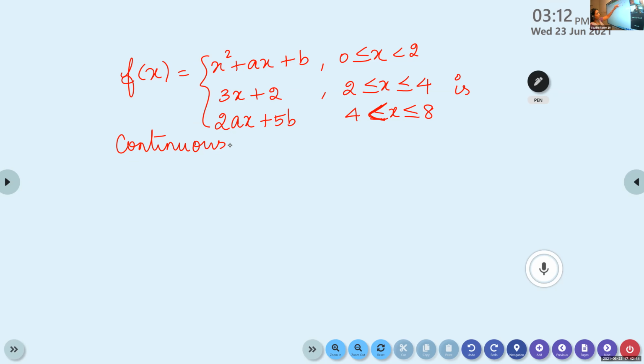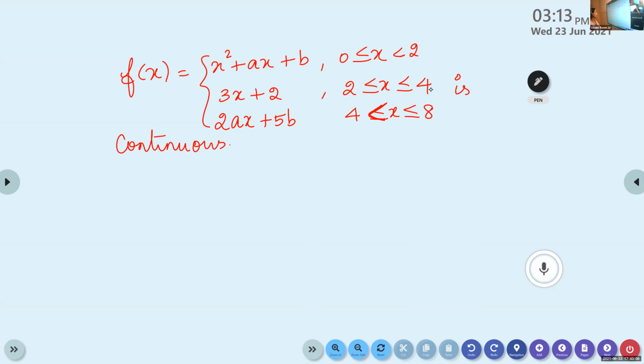Similarly, if you take 4, at 4 again the function is changing. So we are going to take only those points. If discontinuity occurs, it occurs only at the point where the function is changing. So here the discontinuity may occur at 2 or 4, like in the previous questions.